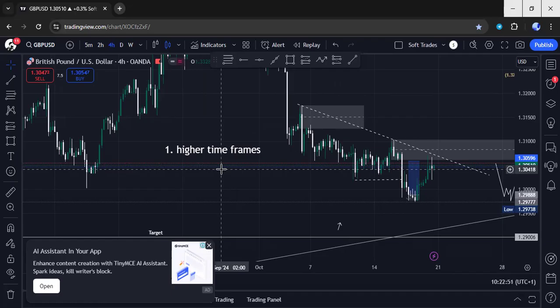Remember, trading is a game of probability. Nobody is using any magic or anything. It's all about increasing your odds, increasing the probability of that trade playing out. So in a market that is trending downwards, what you should be looking for is a sell setup.